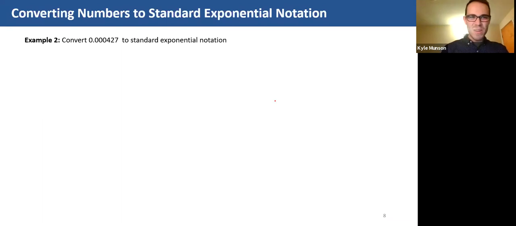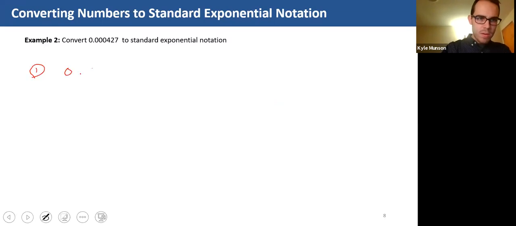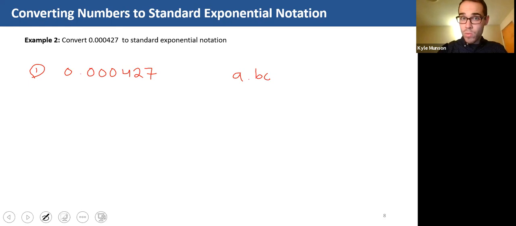All right, so convert this number, 0.000427, to standard exponential notation. All right, so let's write down my steps again. So step 1, I'm going to rewrite the number, mainly because I need more room to work. Okay, there's my decimal point. What am I going to do? Well, I'm going to move the decimal point again until there's only one number in front of it that is either greater than or equal to 1, but less than 10. Because I want to get in this format, okay?